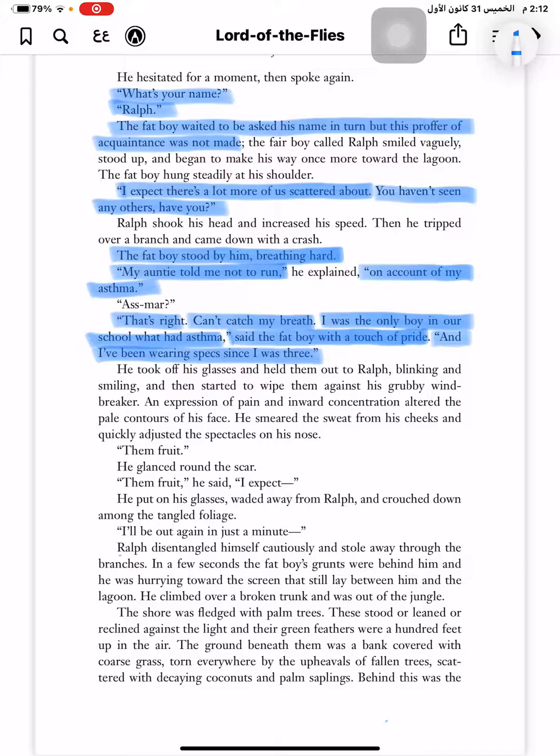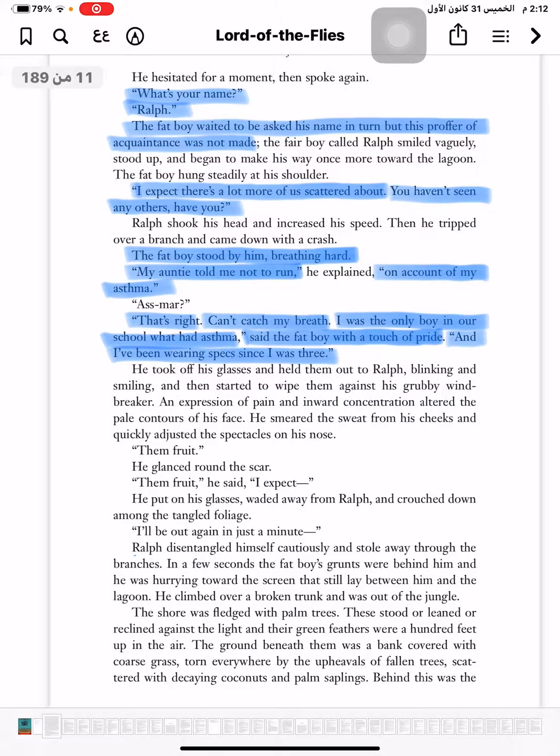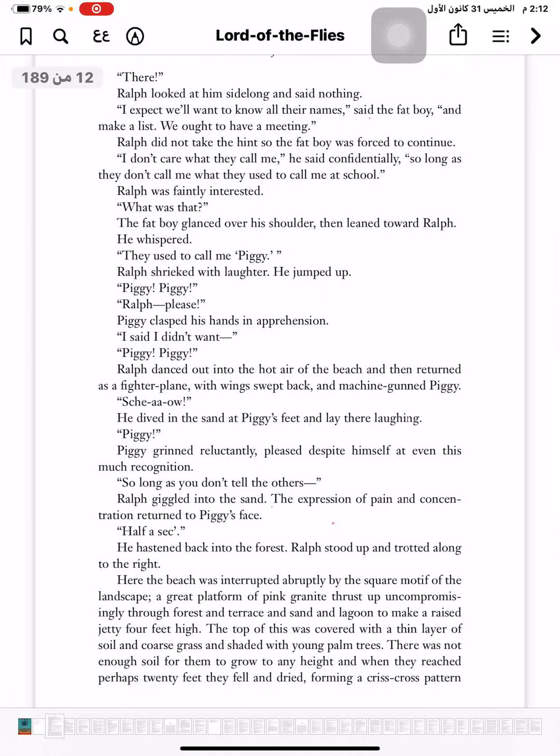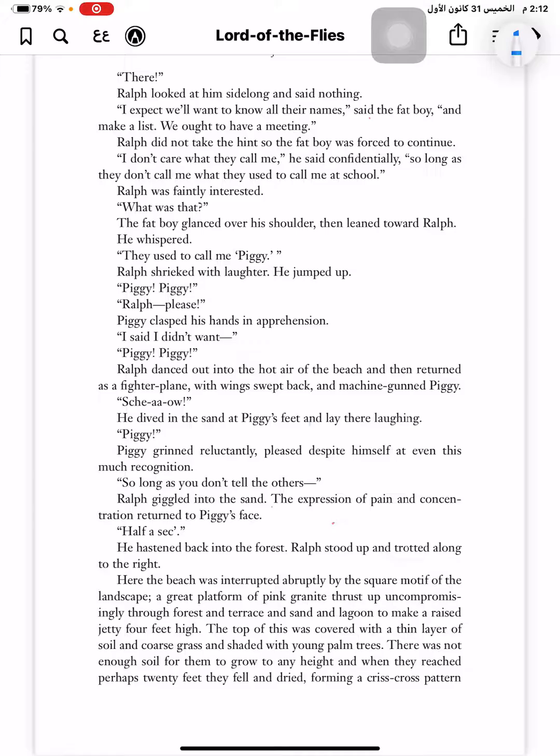Another aspect of the sense of responsibility on the part of the second boy appears when he told the first boy, "I expect we will want to know all their names," said the fat boy, "and make a list. We ought to have a meeting." So he keeps repeating necessity expressions: must have, ought to, got. This indicates the necessary steps that the boys should take while they are on the island without the accompaniment of the grown-ups.